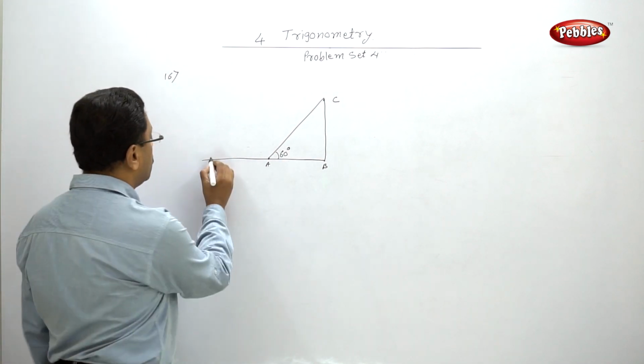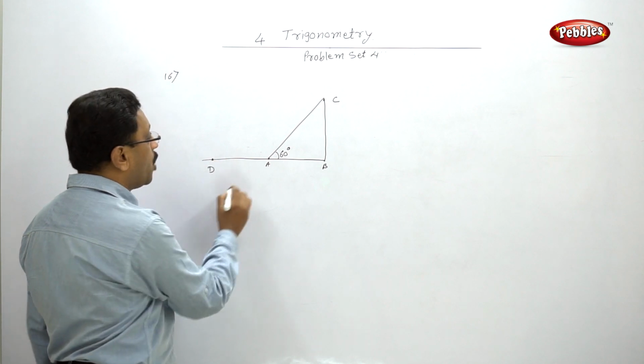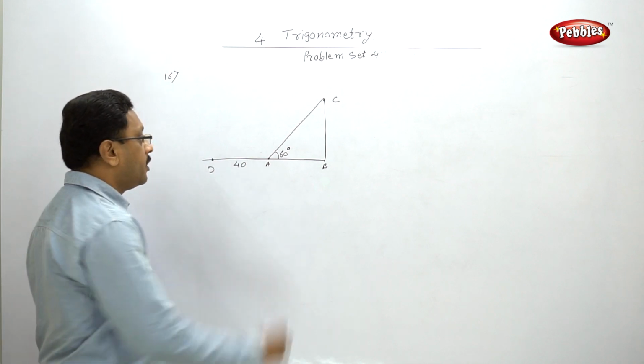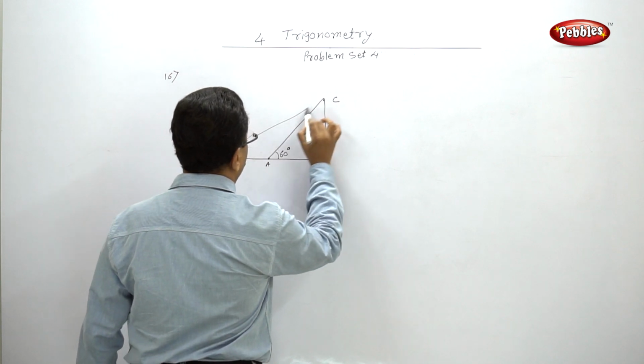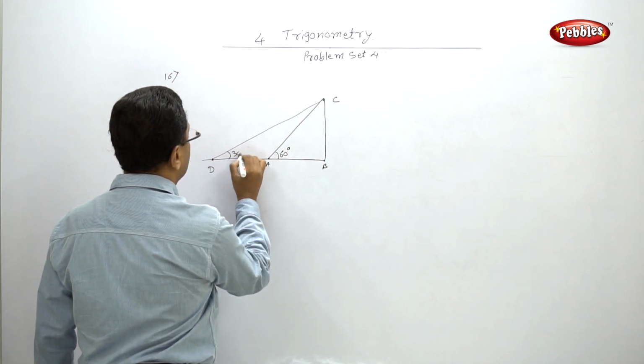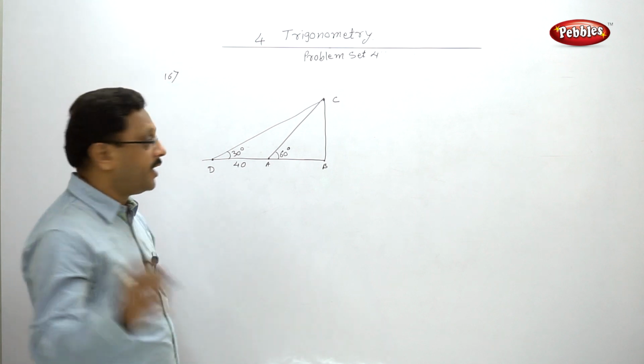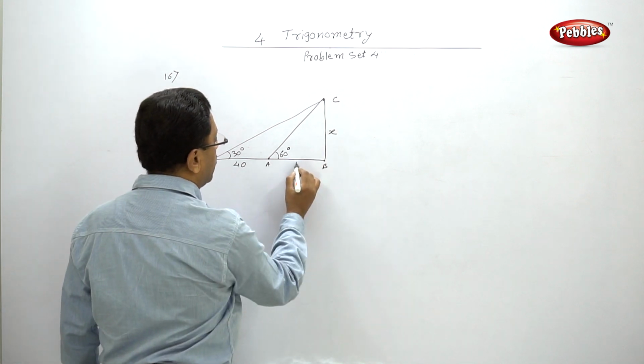And now I am moving to point D, which is 40 meters away, and now when I see at the tree top, this angle is 30 degrees. Now you have to find this x and this y.